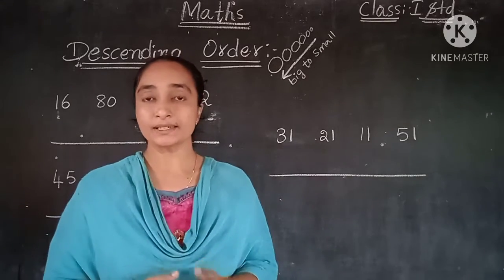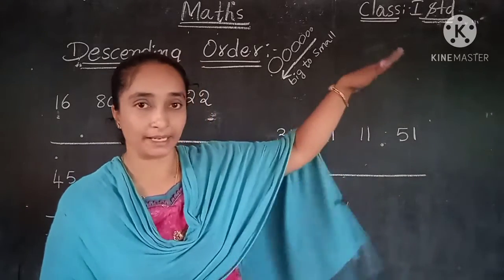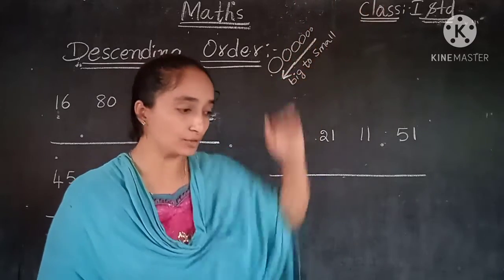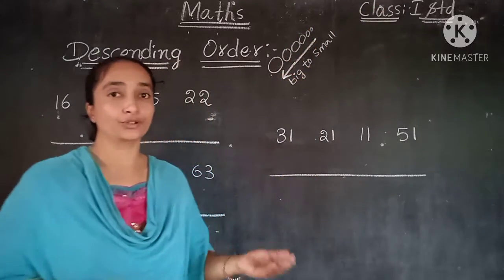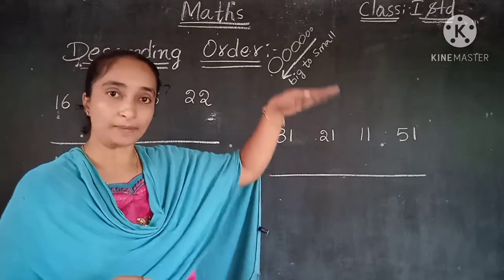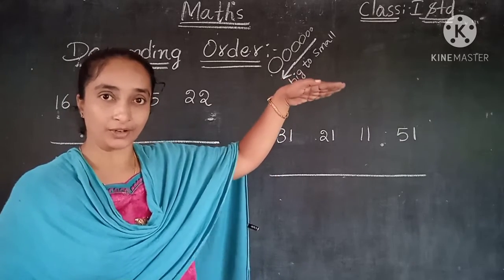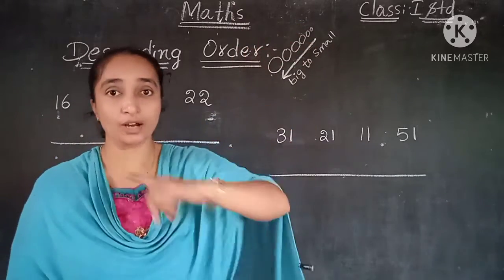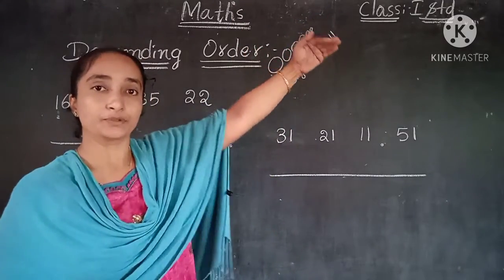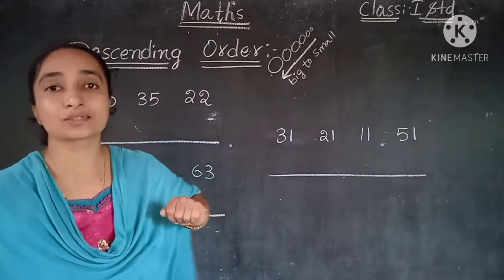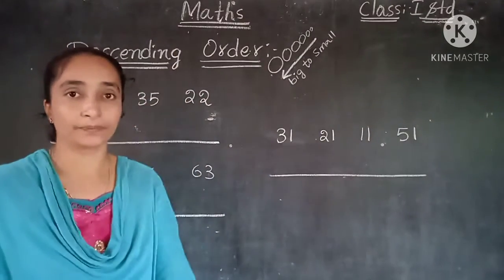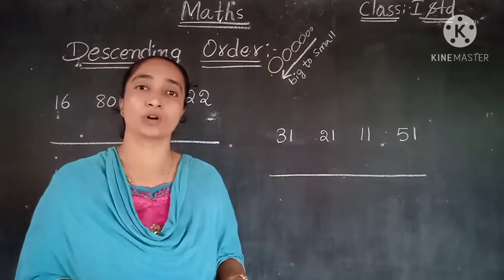Ascending order means small to big. Descending order means big to small. Suppose small to big means you went upstairs, that is ascending order. Now descending order means from upstairs you are coming down again. That is called descending order. That means big to small, from the big number to the small number.